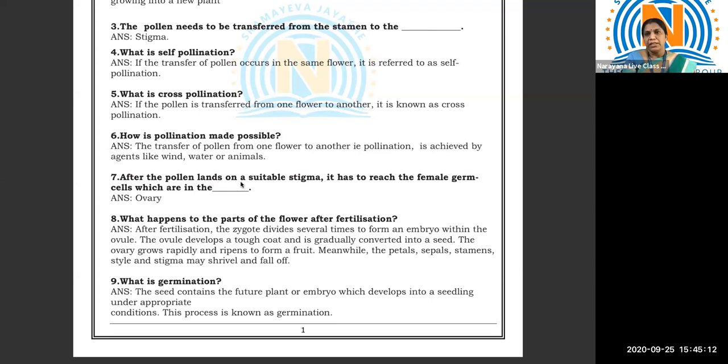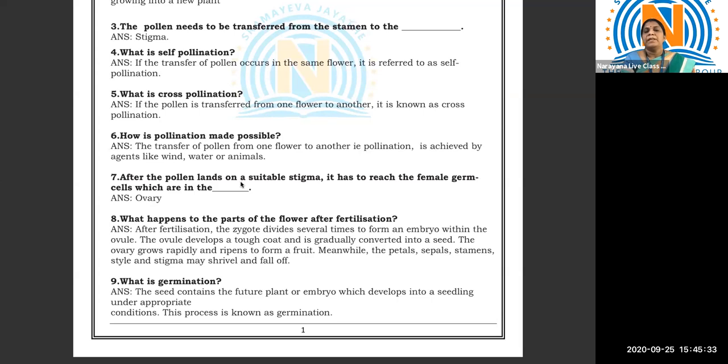So after fertilization, it is called the zygote. The zygote divides several times to form an embryo within the ovule. The ovule develops a tough coat and is gradually converted into the seed. The ovary grows rapidly and ripens to form the fruit. Meanwhile, the petals, sepals, stamens, style, and stigma may shrivel and fall off.